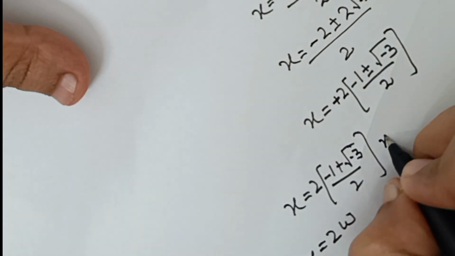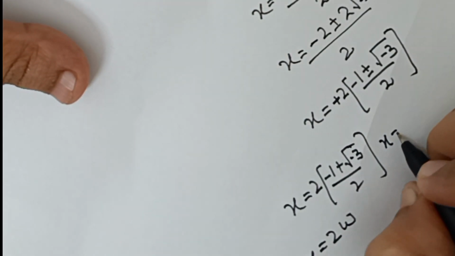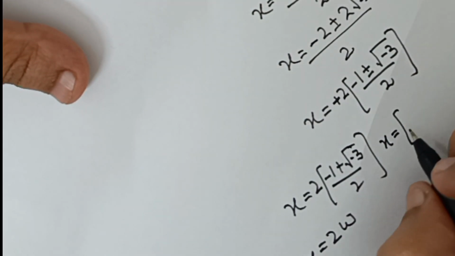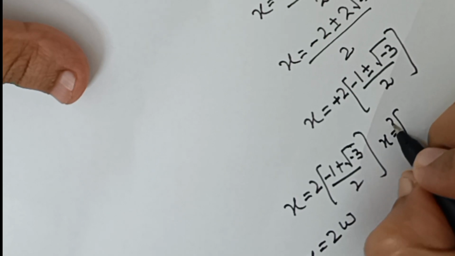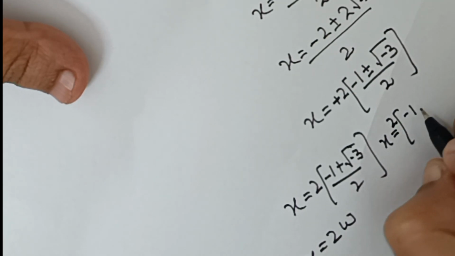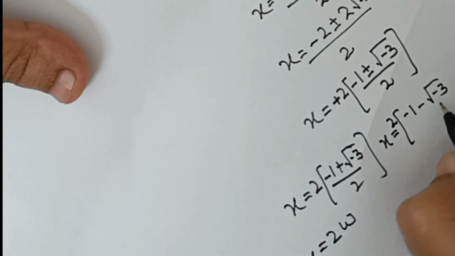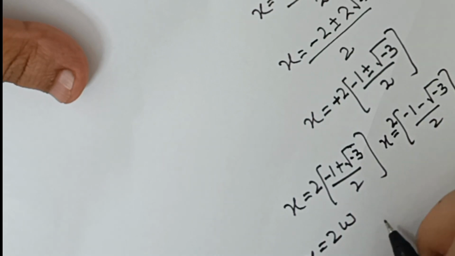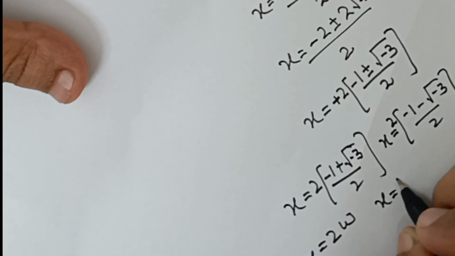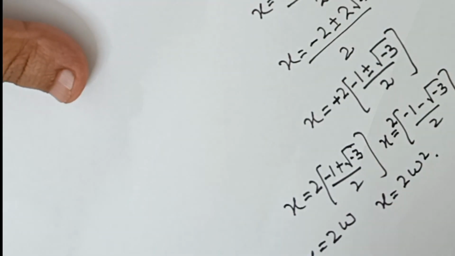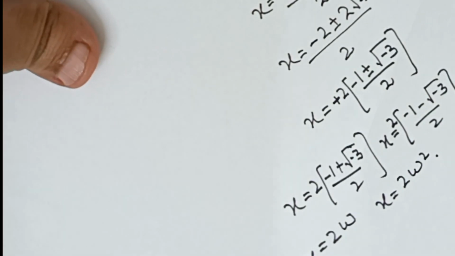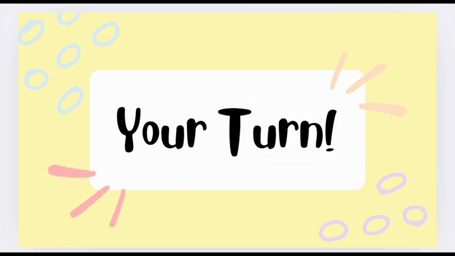Similarly, we will put x is equal to 2 times minus 1 minus square root of minus 3 by 2, and since we know that minus 1 minus square root of minus 3 by 2 is equal to omega square, putting its value, we will get the 3 cube roots, that are 2, 2 omega and 2 omega square.